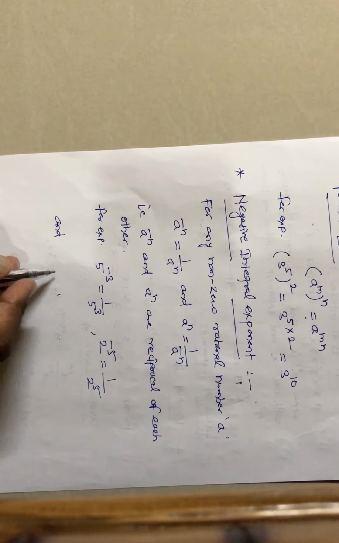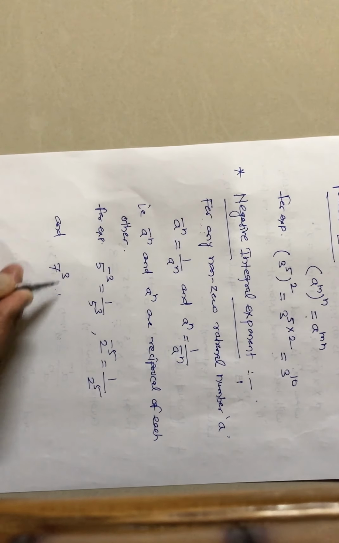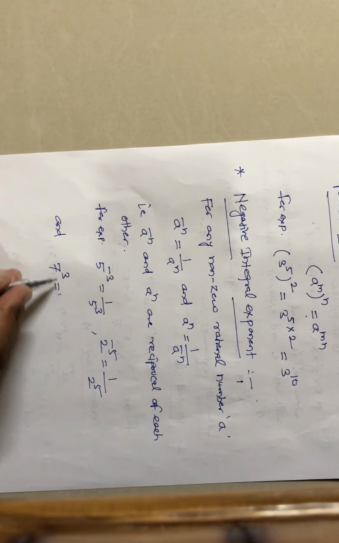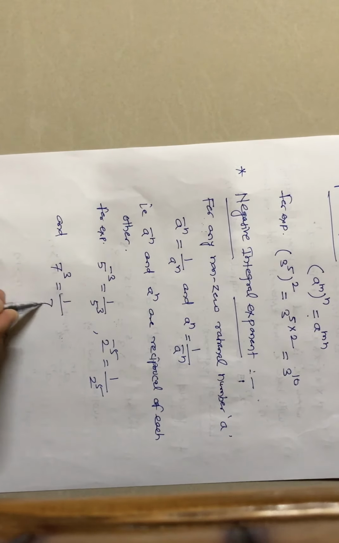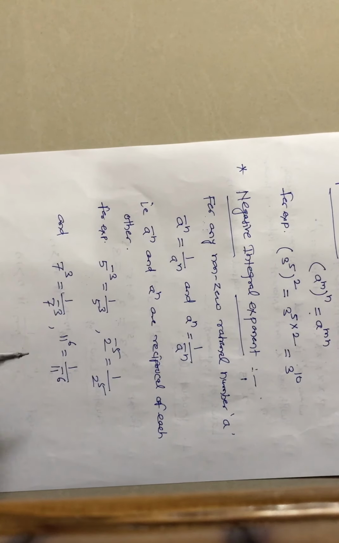And 7 raised to the power 3, so we can write the reciprocal of this power, that is 7 raised to 3 is equal to 1 upon 7 raised to minus 3. We'll see another example, 11 raised to power 6, which is equal to 1 upon 11 raised to the power minus 6.